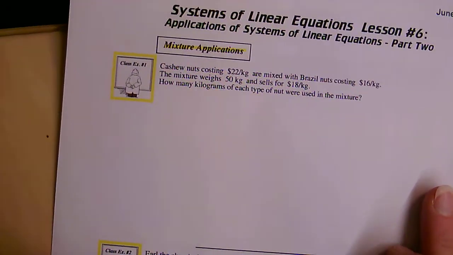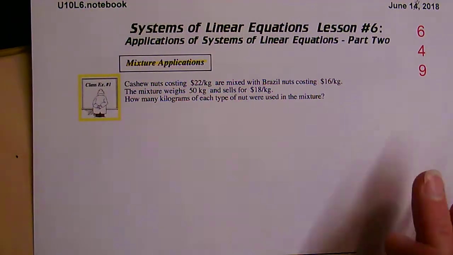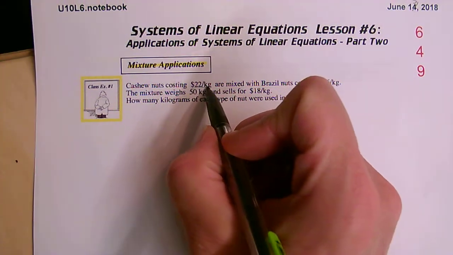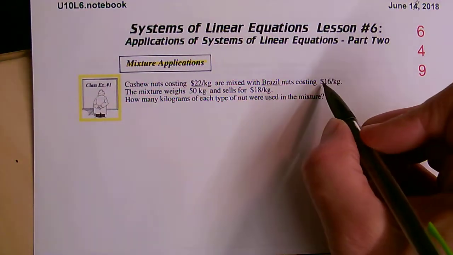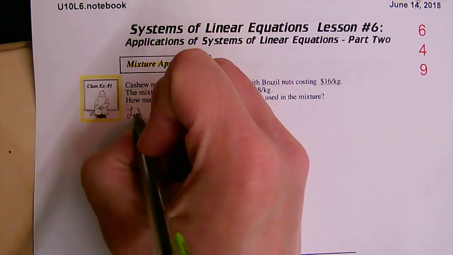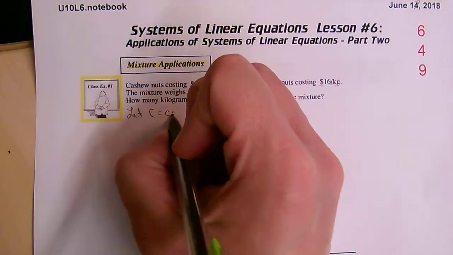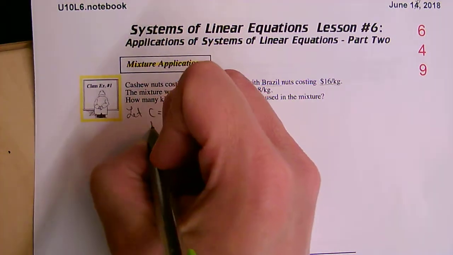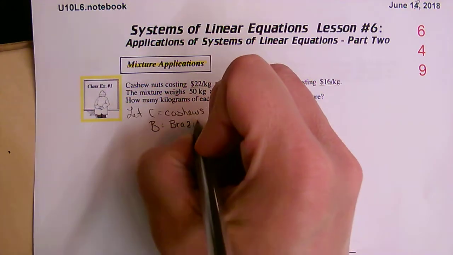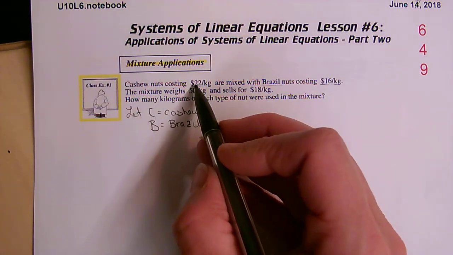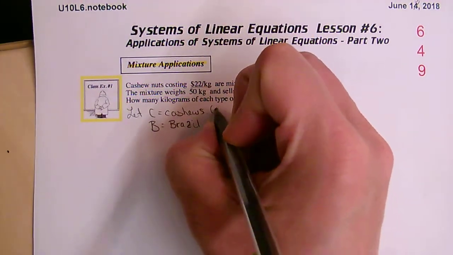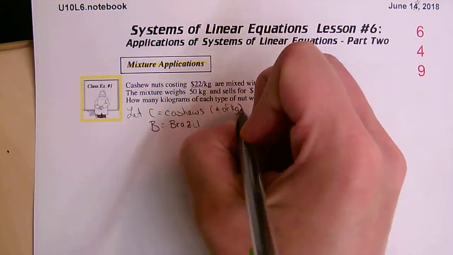Okay. So, we've got cashew nuts costing $22 a kilogram mixed with Brazil nuts costing $16 a kilogram. Well, let's let C equal the cashews and B equal the Brazil nuts. And it's the actual amount of kilograms, the number of kilograms, that we care about.